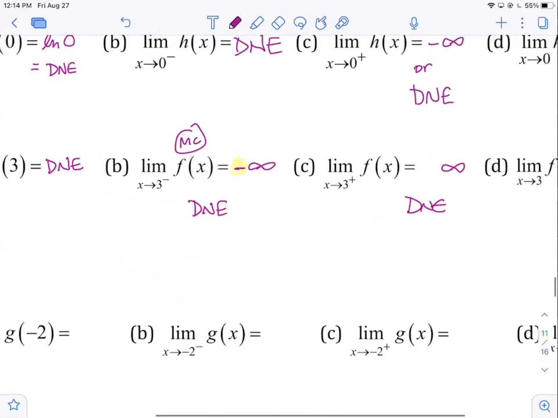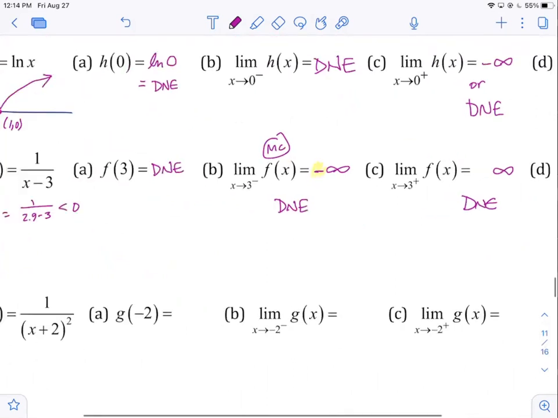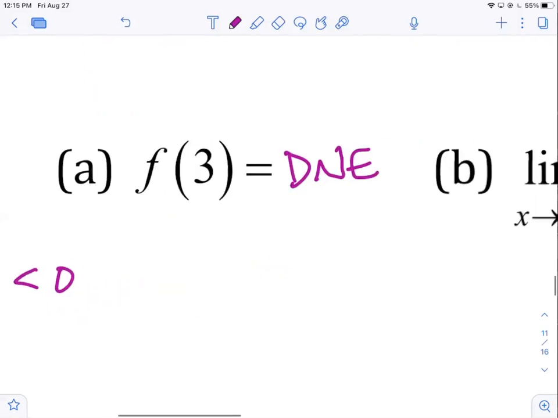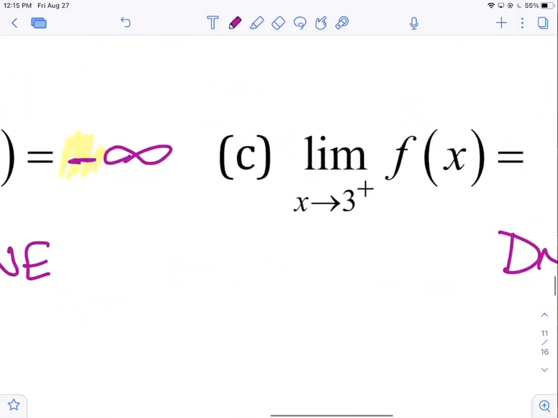What might you plug in to determine the sign? Something greater than 3, like 3.1. And let's do this one in our head, okay? 3.1 minus 3 is positive. I guess it is 0.1. Looking good. So 1 over a positive is positive. So this is going to be positive infinity.